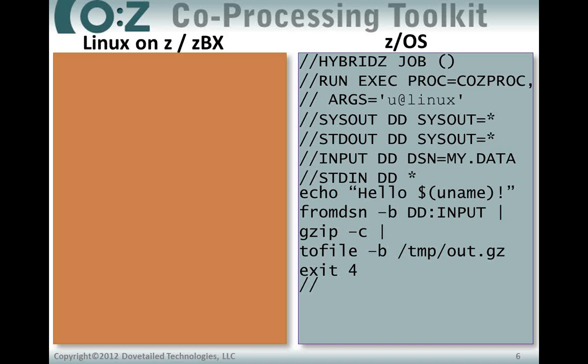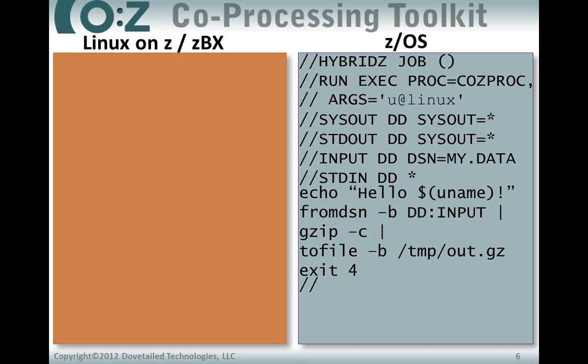Next, we have our input DD, which is the data that we want to compress using gzip. And then finally, we have the program that we're going to execute on that remote system, and that's specified by the standard in DD, and you can see it's a 5-line program that we're going to run.